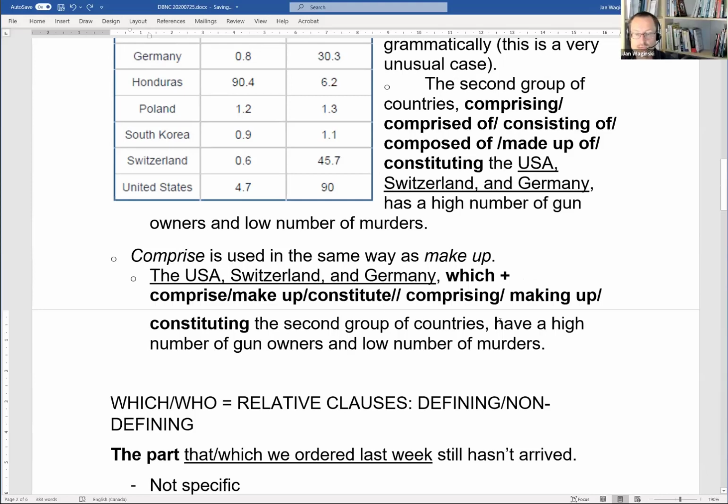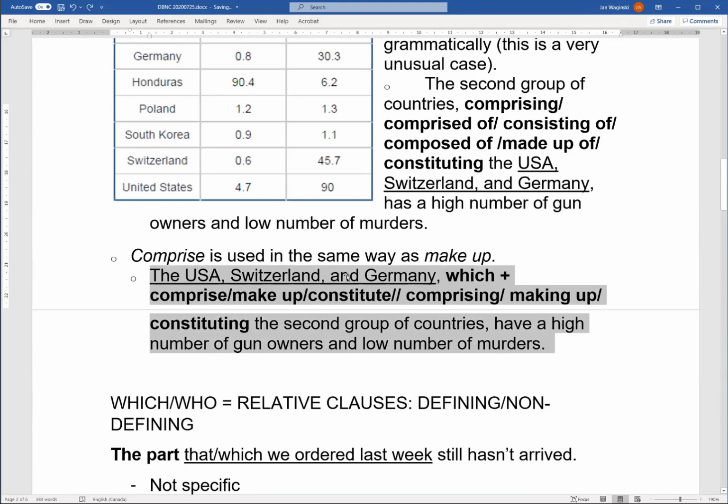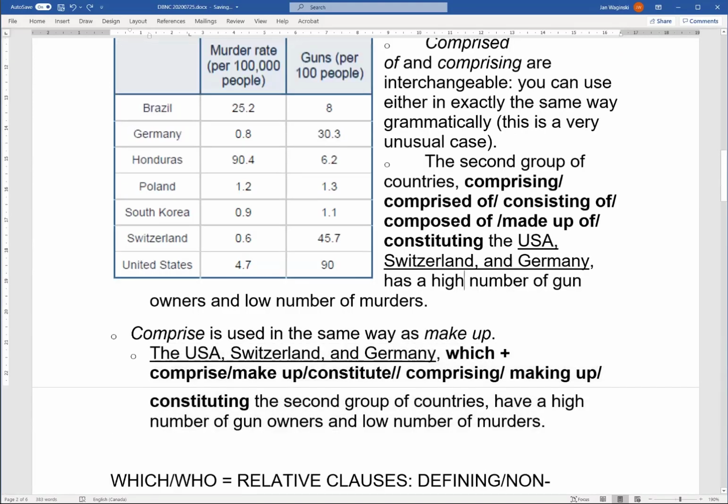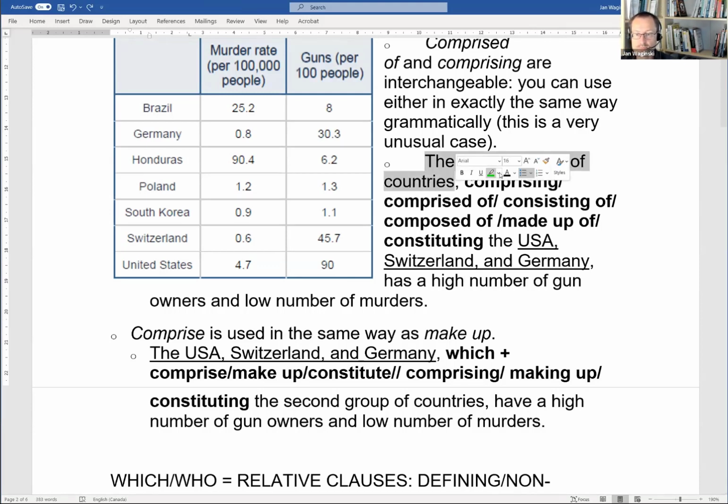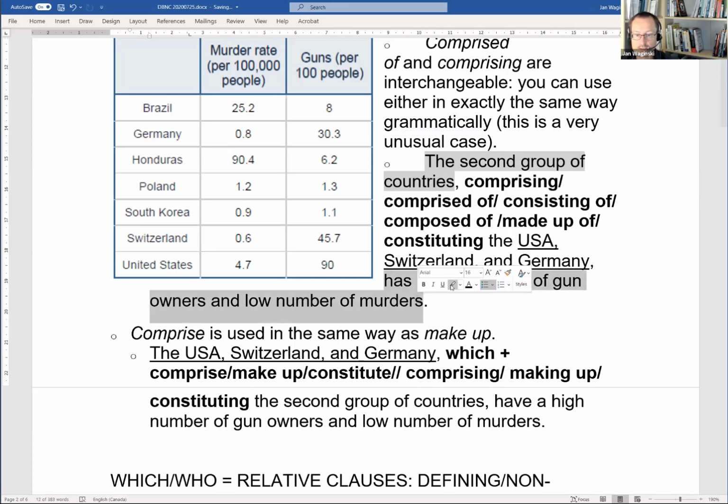Okay, so what is your question? You're talking about this sentence? No, up at the bottom of the table. The constituting the USA, Switzerland, and Germany has. Okay, excellent question. This is about subject-verb agreement. The second group of countries has a high number of gun owners and low number of murders. Why is this has and not have?